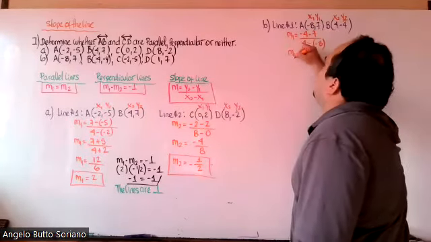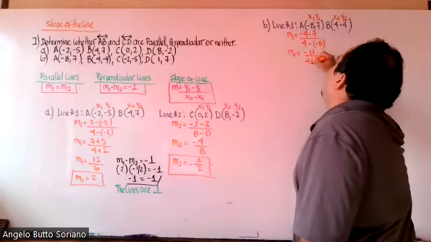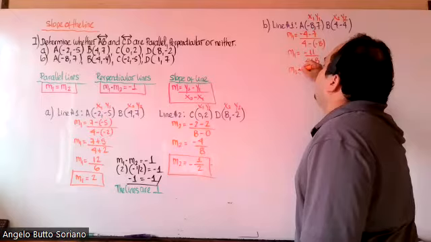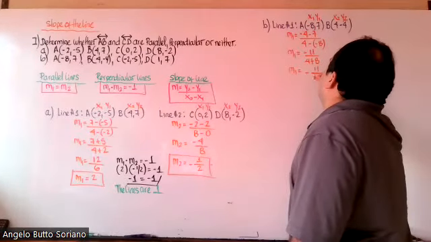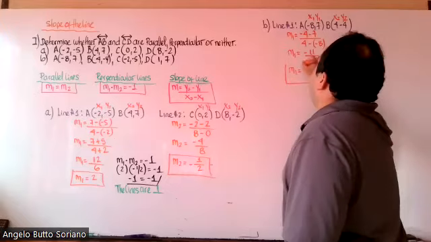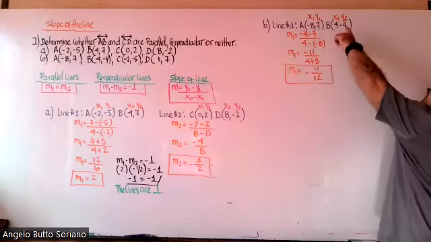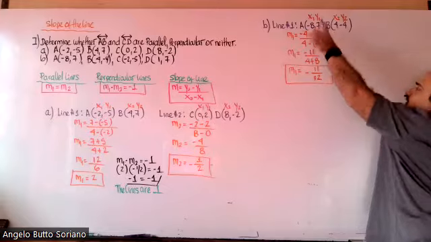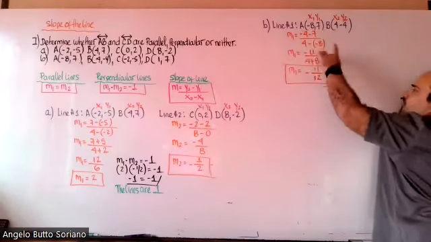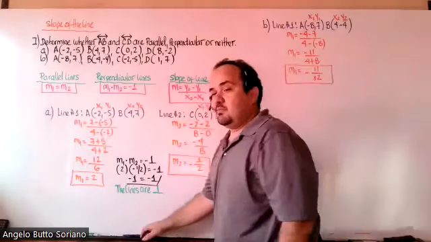Well, M1 will be equal to -11 over 4 plus 8. That will be -11 over 12. This is going to be the value of the slope number 1. Remember, -4 minus 7 over 4 minus -8, that will be -11 over 12. This is going to be the answer for the line number 1.